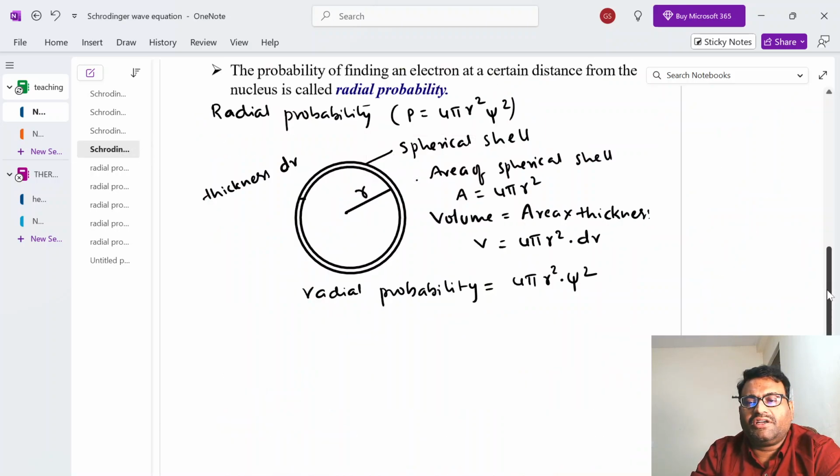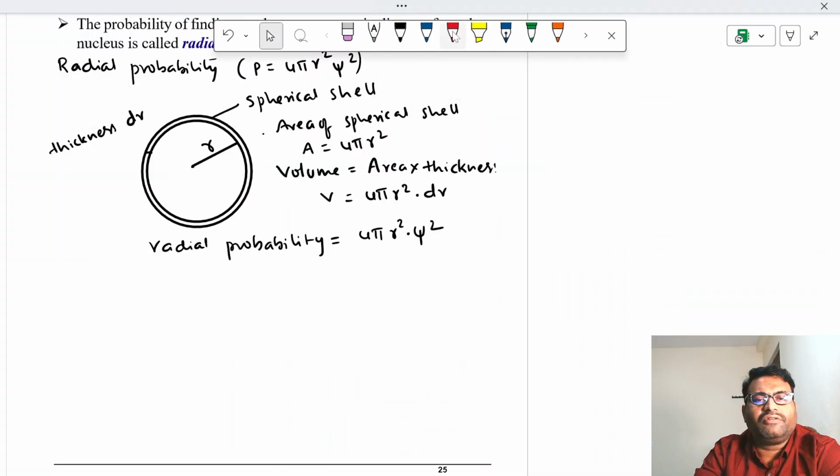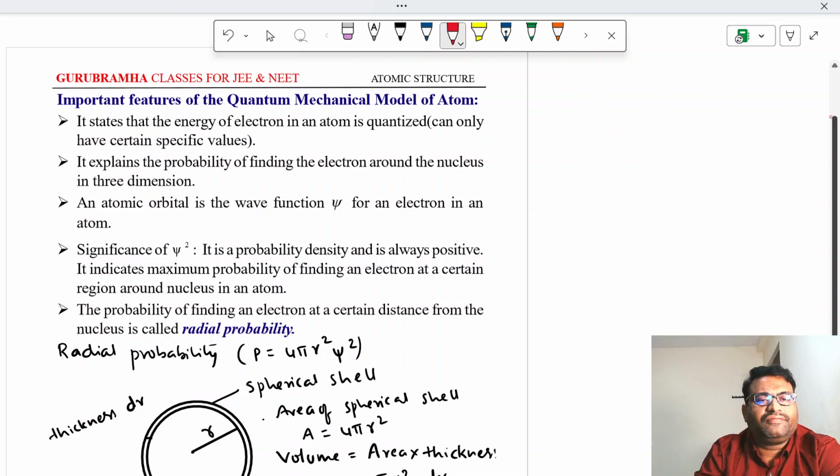And let us see the important features of the quantum mechanical model. What are those important features? Now only we have studied something about the quantum mechanical model of the atom. In this, both Schrodinger, de Broglie's dual nature of matter, that is wave nature, and Heisenberg's uncertainty principle are taken into consideration and explained.